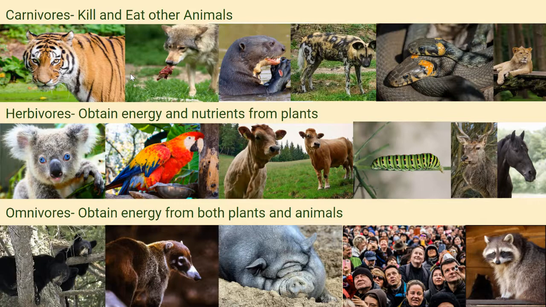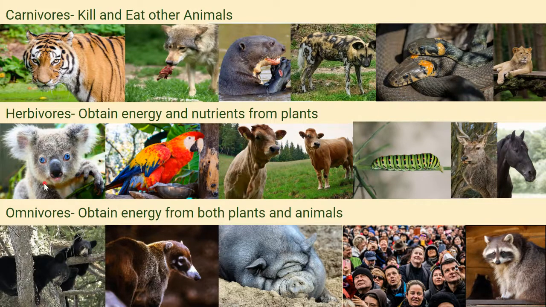So carnivores are meat eaters and only meat eaters. So we've got our big jungle cats, giant sea otters are considered carnivores. Hyenas, snakes are all carnivorous. They all only eat other animals. They all only eat meat.